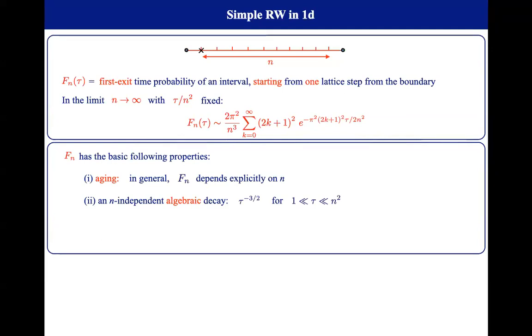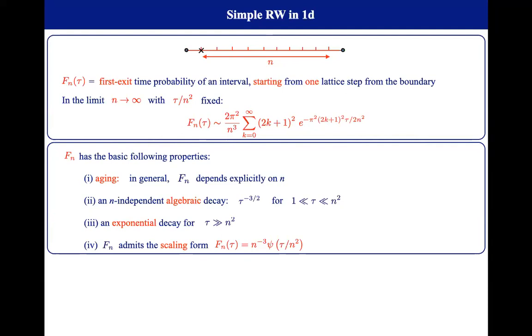This is a well-known algebraic decay in the semi-infinite case. This holds true as long as the random walker has not crossed the interval, which occurs at a timescale n squared. After which, you end up with an exponential decay, also expected because this is a finite system. And last point, over the whole timescale, Fn admits actually a scaling form, which is the following.